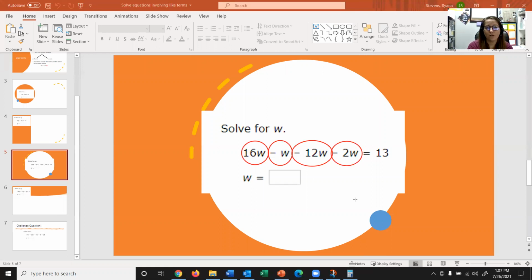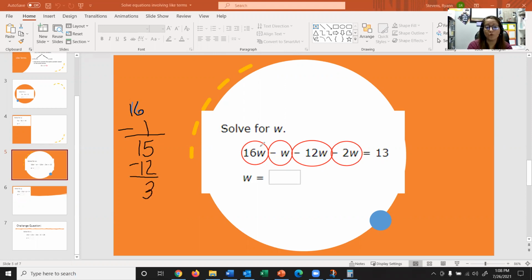So the first thing we're going to look at, and you can separate this too, okay? We're going to say 16, and I'm going to change the color so this is easy to see. 16 minus 1, because we know in front of that W is a 1. So 16 minus 1 will give us 15. Okay, and then we're going to say 15 minus 12 is going to give us 3.